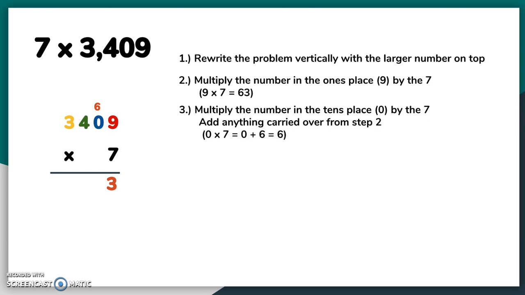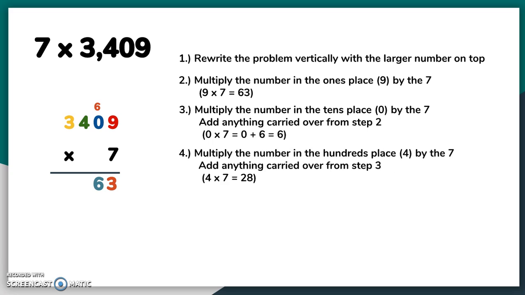Third thing I do, multiply the number in the tens place, this time it's a 0, by the 7. So 0 times 7 is 0, and I have to add the 6 that I carried over, and that gives me a 6. I don't have anything to carry over this time, so I go on to my next step. I multiply the number in the hundreds place, this time it's a 4, by the 7, and I'm going to add anything carried over from step 3. Well, I didn't have anything carried over, so I don't have to worry about that part, but I do have to do the 4 times 7. 4 times 7 is 28, so I write the 2 on top and the 8 underneath.